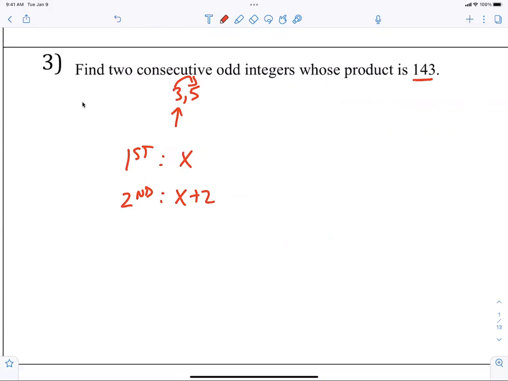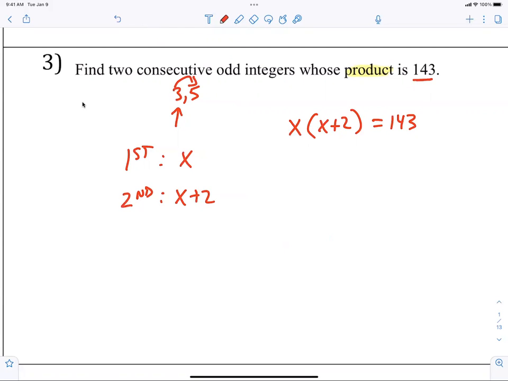I'm adding 2. Now, what does product mean? Multiply them together. So what am I multiplying together? X and X plus 2. And what do I want that to equal? I want that to equal 143. Now, I just don't think that was that hard. If you don't know how to write consecutive odds or consecutive evens, you need to figure that out.